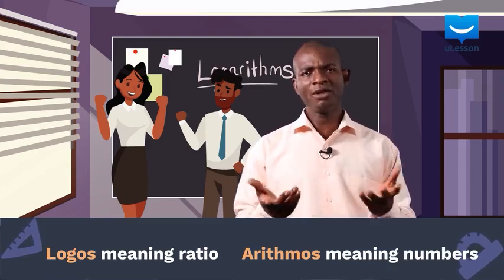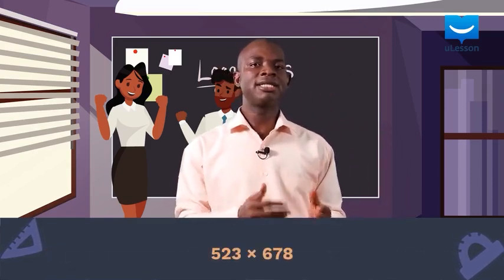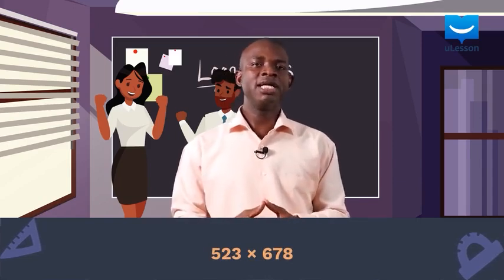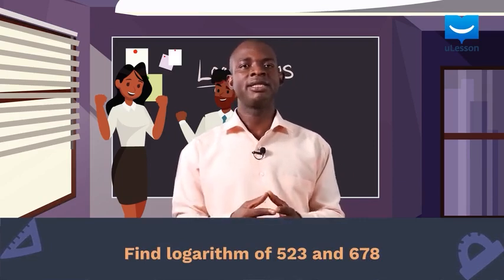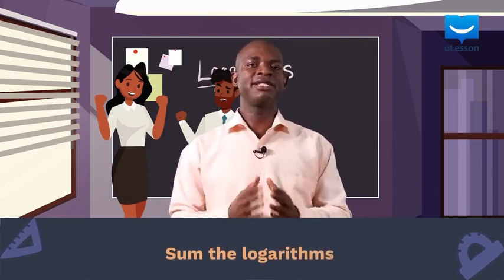to multiply. For example, if he wanted to find the product of 523 and 678, he will easily find the logarithms of 523 and 678. Then sum the respective logarithms. Then he looks up the number that has the sum as its logarithm, and that will be the product of 523 and 678, which is 354,594. This helped to drastically reduce the stress in multiplication.